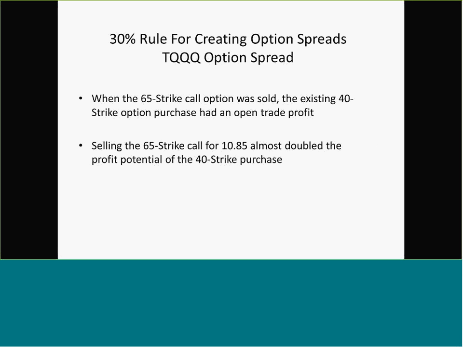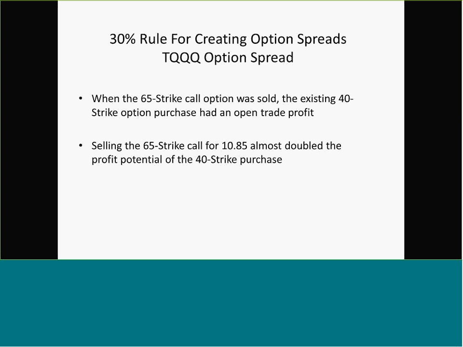So now, when I sold that 65-strike call, the existing 40-strike call that I had purchased previously had an open trade profit. I purchased the 40-strike call using the Prime Trade Select. The trade worked out. I had a profit. So at a later date, I sold the 65-strike call. And I sold that for $10.85. And when I did that, it almost doubled the profit potential for my existing 40-strike purchase.